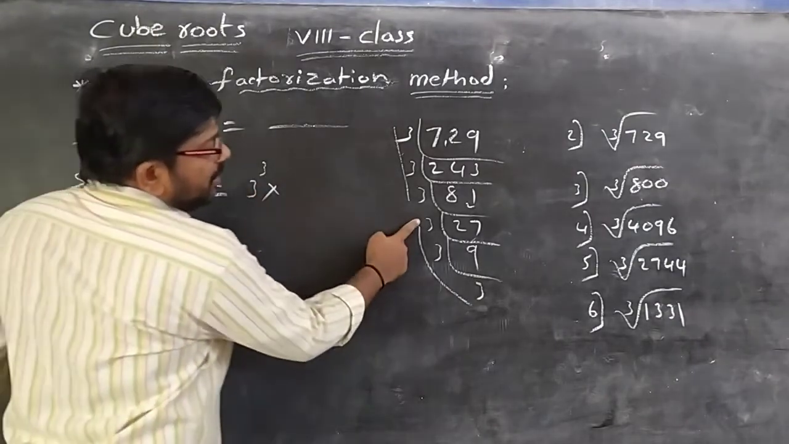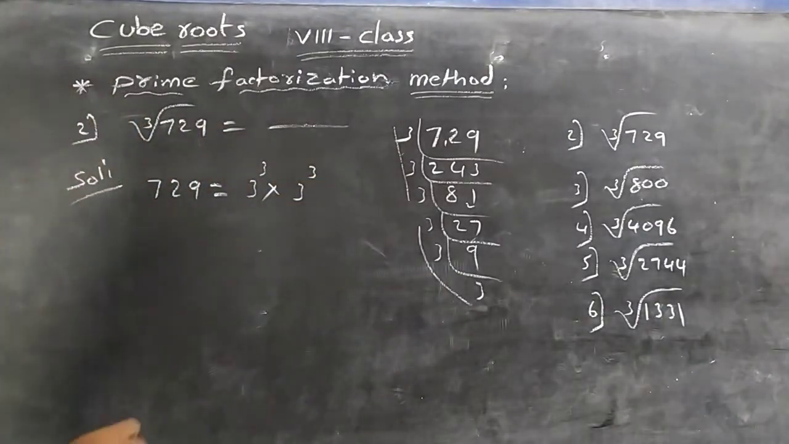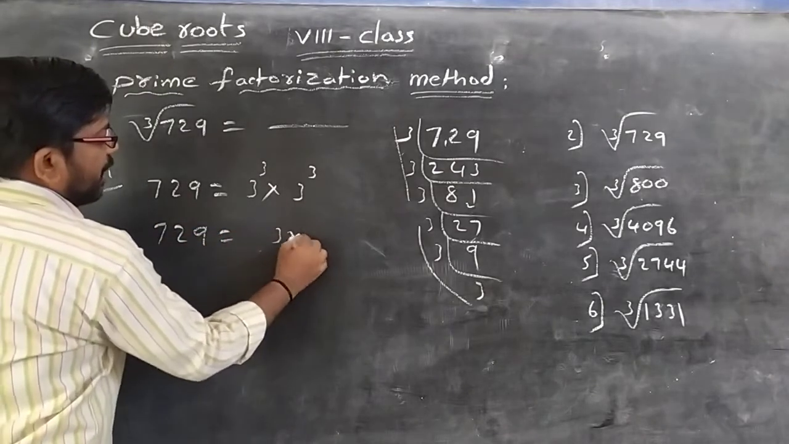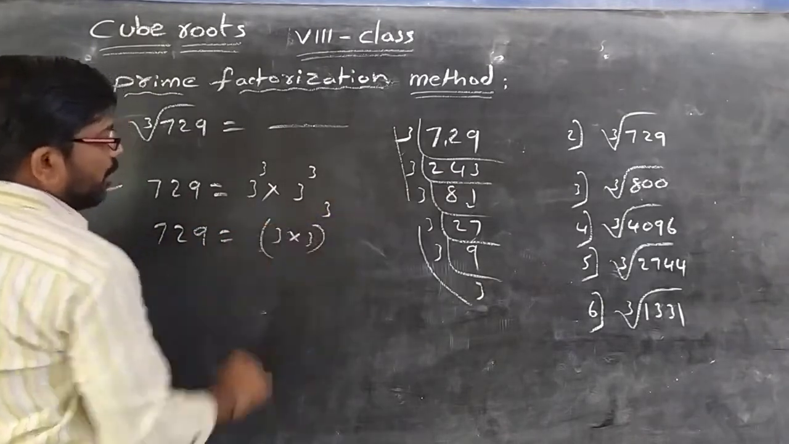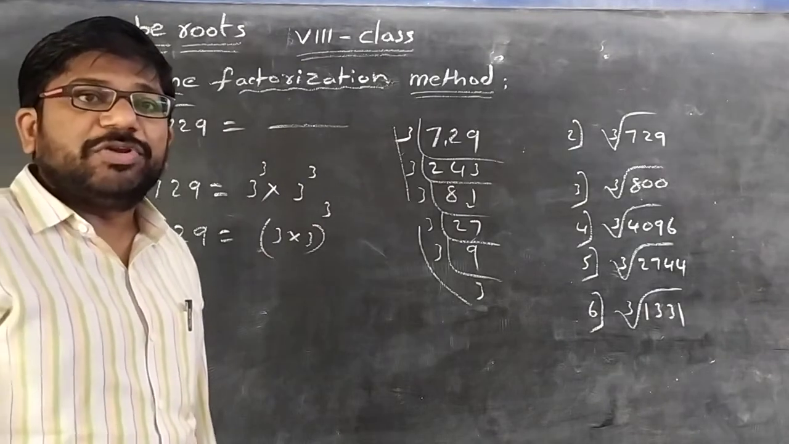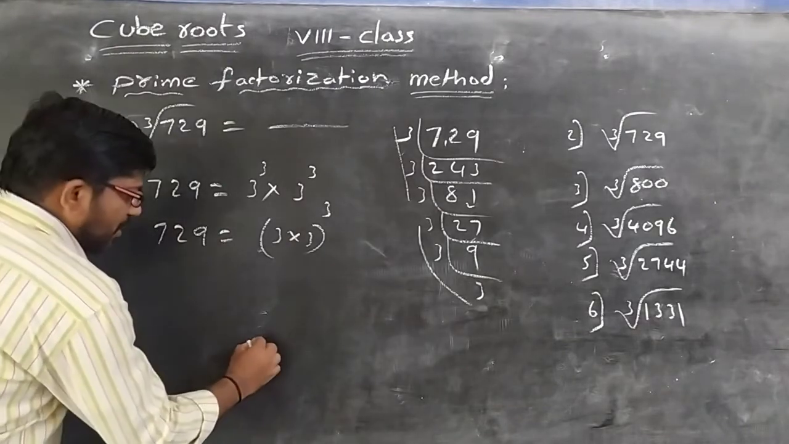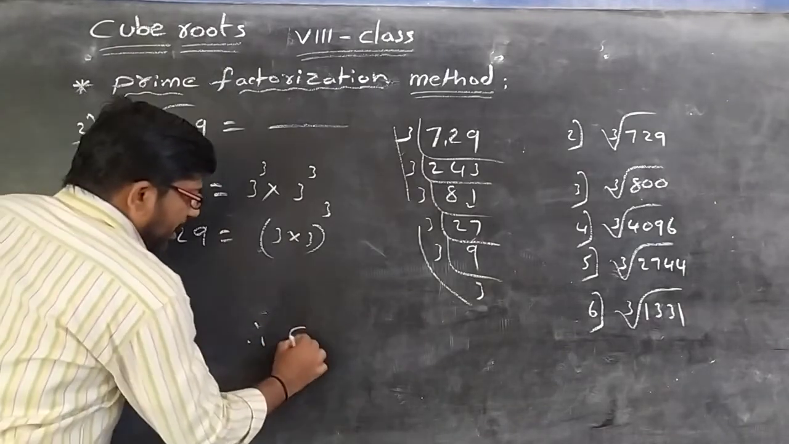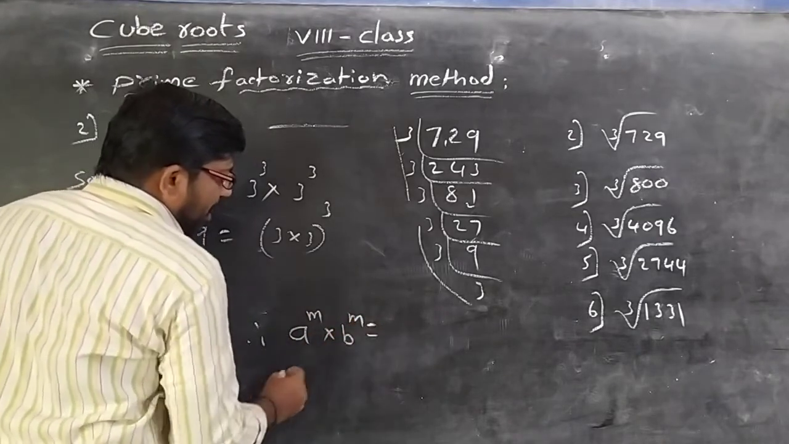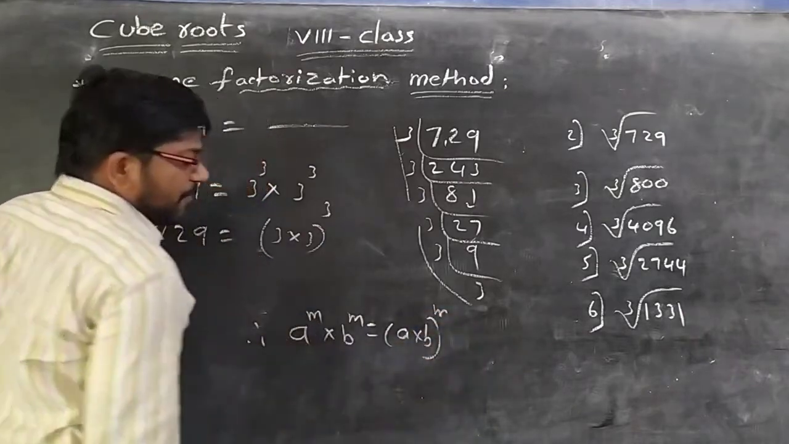Again 3 into 3 into 3, 3 cube, like this, right? So 729 can be written as 3 into 3 whole cube. So a to the power of m into b to the power of m can be written as a into b whole to the power of m, like this formula.